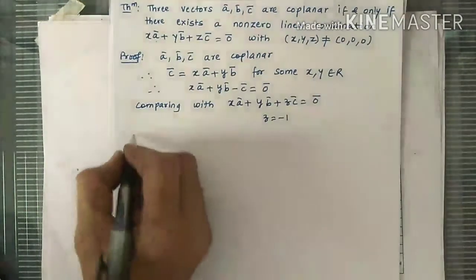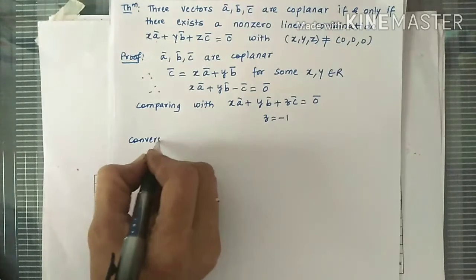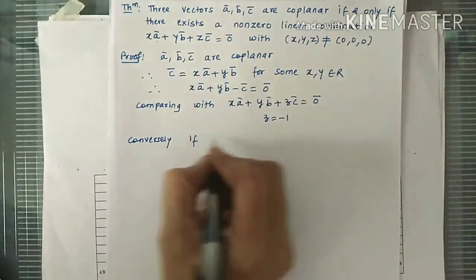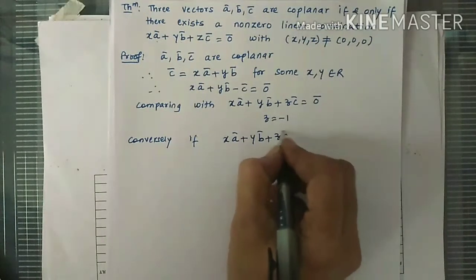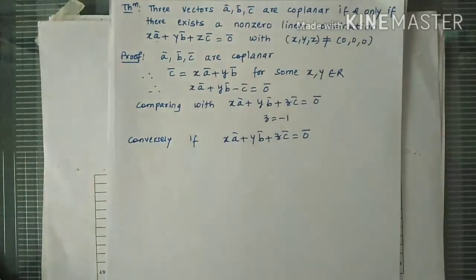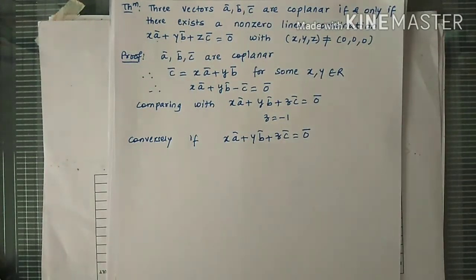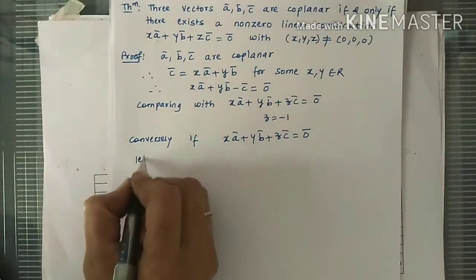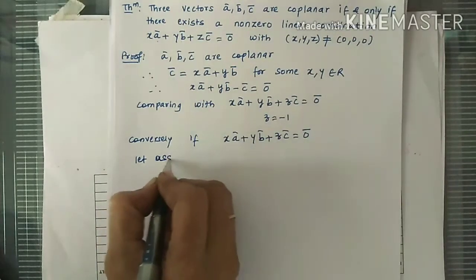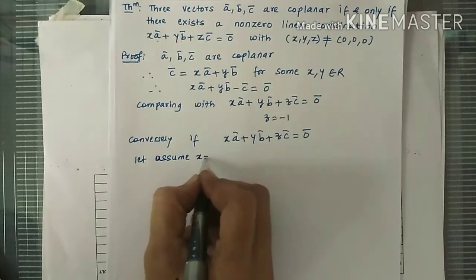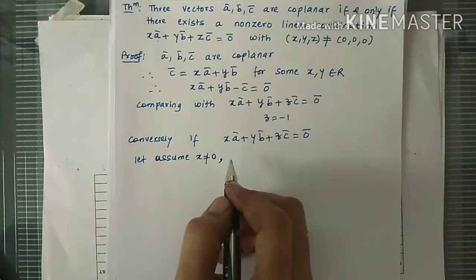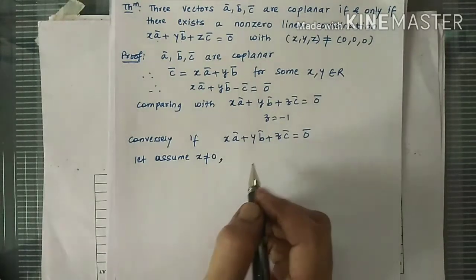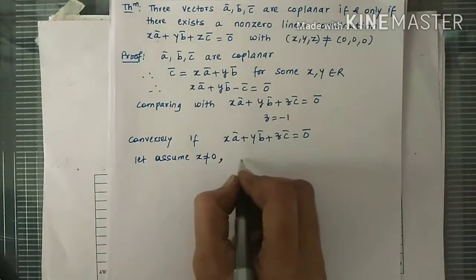And conversely, if we have such a linear combination, say XA bar plus YB bar plus ZC bar equal to 0 bar, where X, Y, Z are not all 0, we have to prove A bar, B bar and C bar are coplanar. So let's assume X as a non-zero number. You can take any of the X, Y, Z. You can take Y non-zero or Z non-zero. Any term will do. So here I have taken X as a non-zero number.